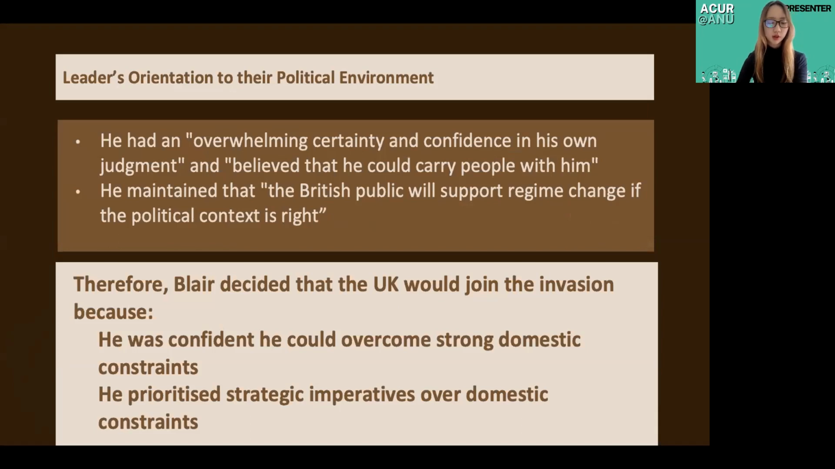When he was warned that strong public opposition could preclude the UK's involvement in the war, he maintained that the British public would support regime change if the political context is right. Therefore, Blair believed that a decision to join the invasion could overcome strong domestic constraints and prioritize the needs of alliance maintenance.